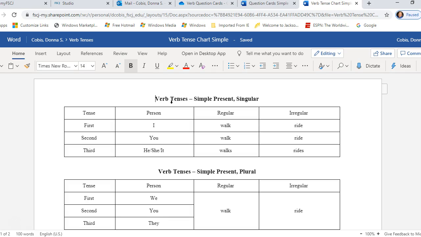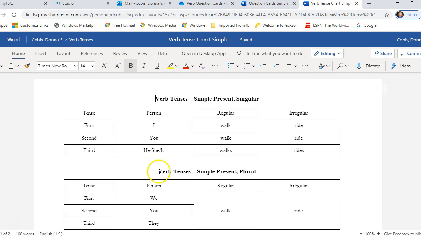We can use simple present tense to describe our habits, and that's what I mean by our routines. For instance, I work Monday through Friday. I go to school Monday through Thursday, or Monday through Wednesday.